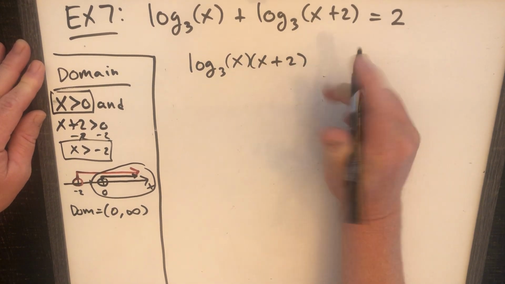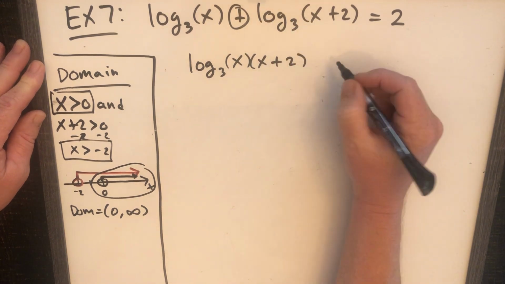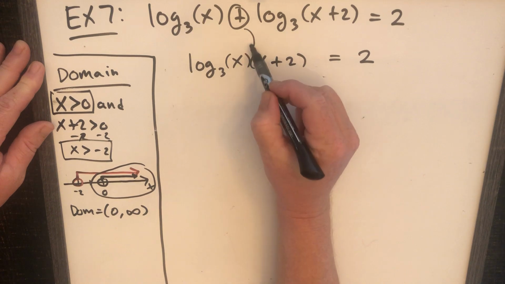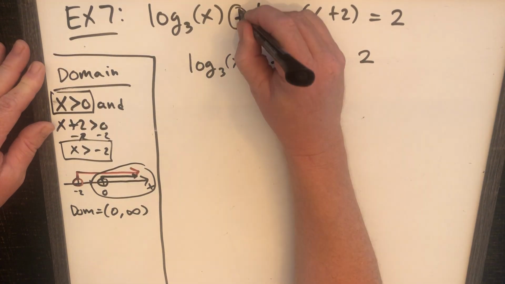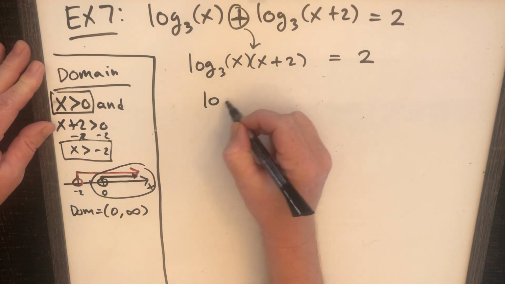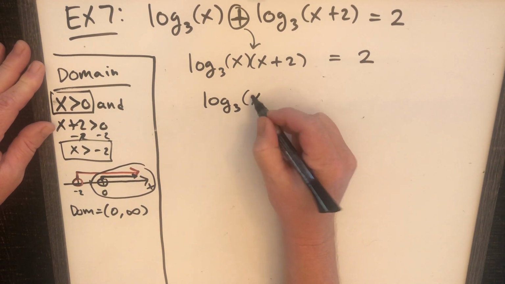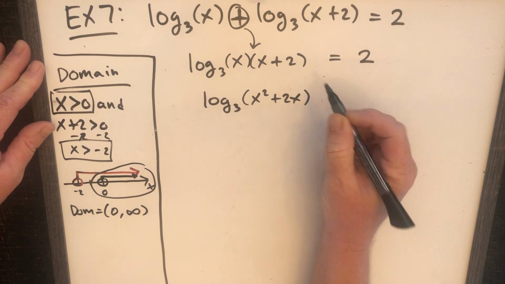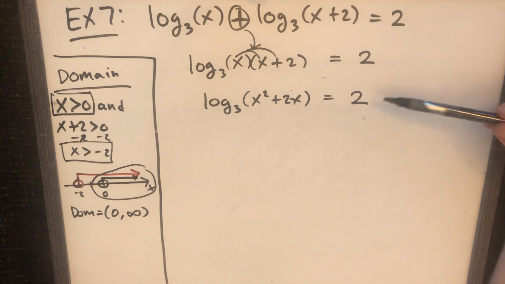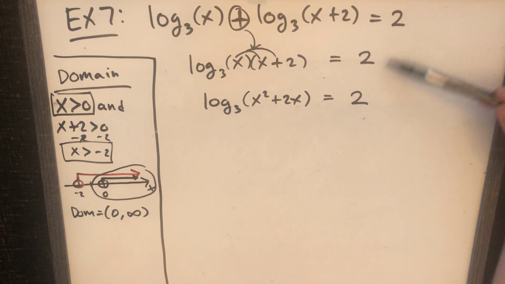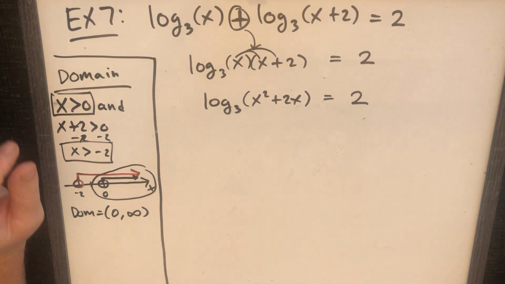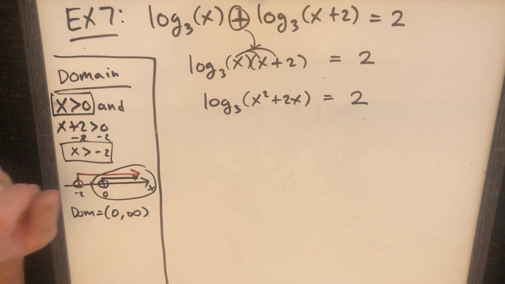Combine the logarithms using the sum to product property. These two logarithms combine into a product. That's a sum. Let's go ahead and distribute that. X squared plus 2x, just using the distributive property. Notice there's no logarithm on the right-hand side. Last time there was a logarithm on both sides. That's okay. We're still going to use the same property.